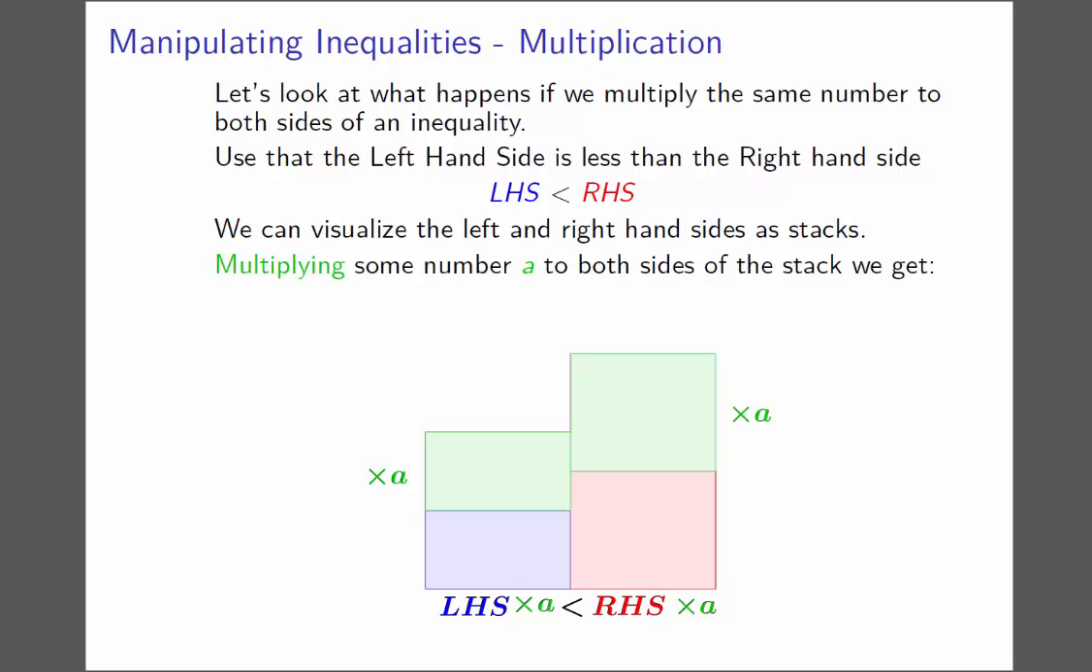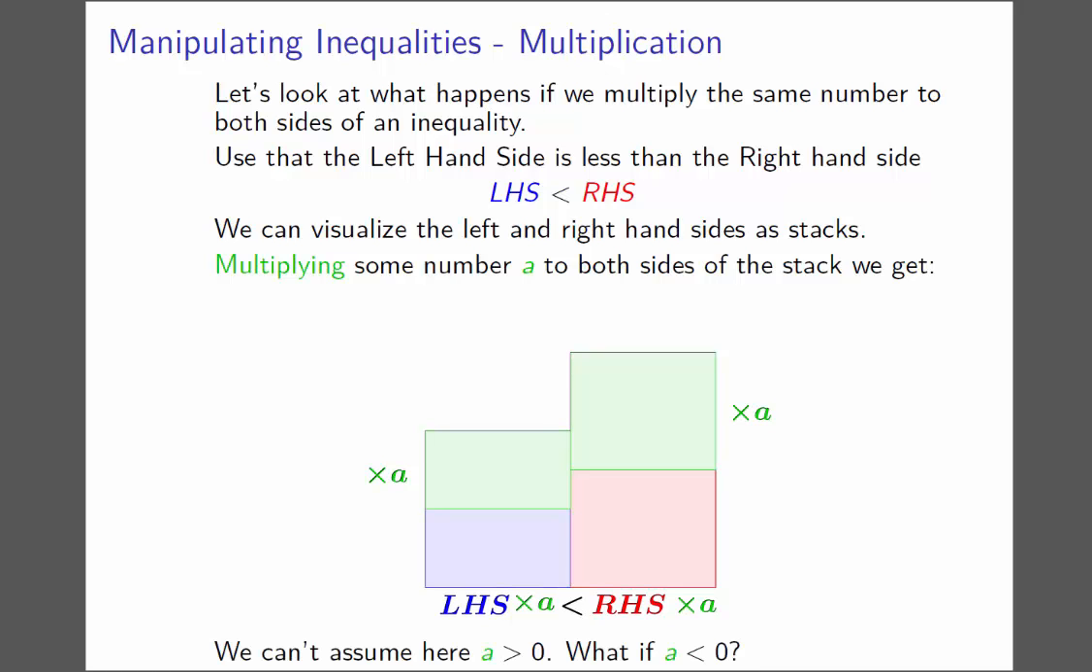We'll start by multiplying both sides by some number a. So both sides get a times larger. Notice here we are using that a is positive and it gets larger. But we can't assume that a is positive. What if a is negative? We'll look at that in just a moment.